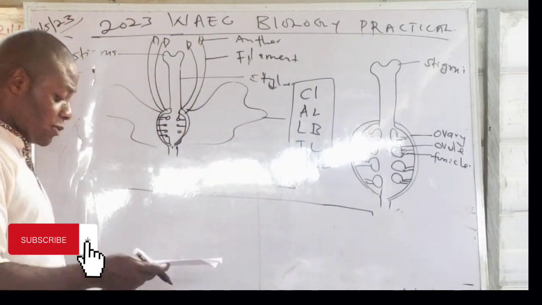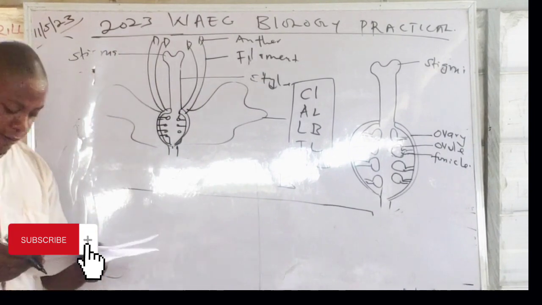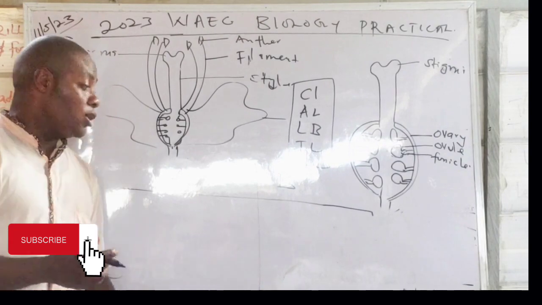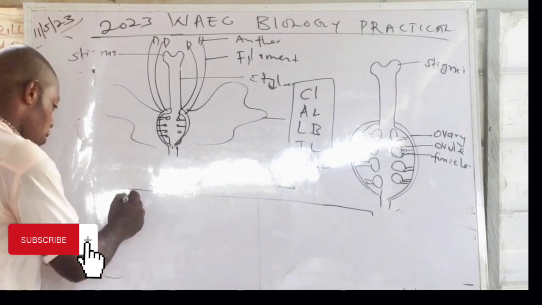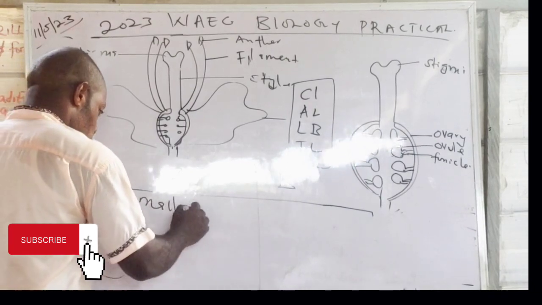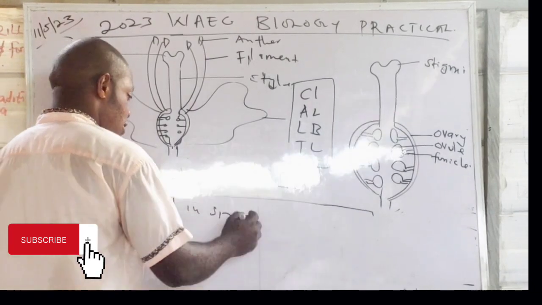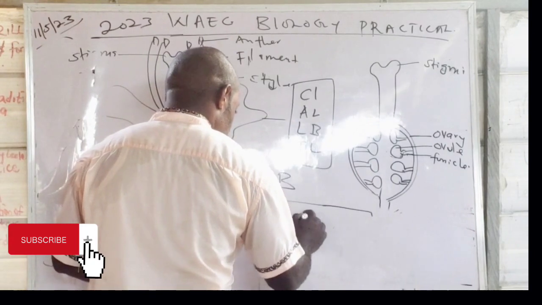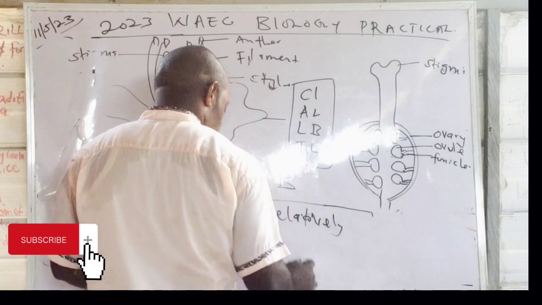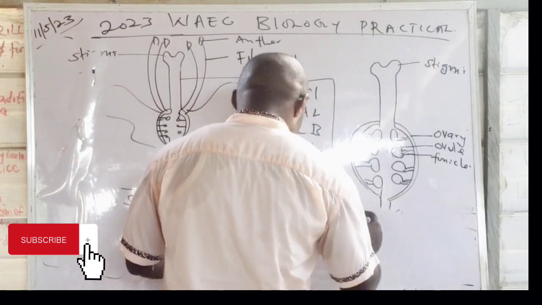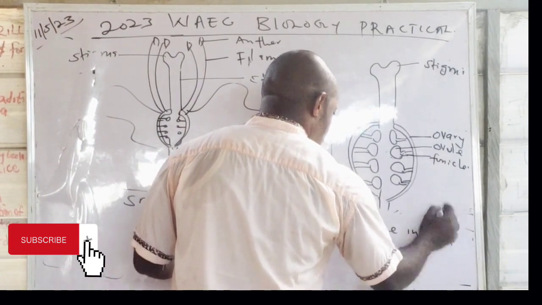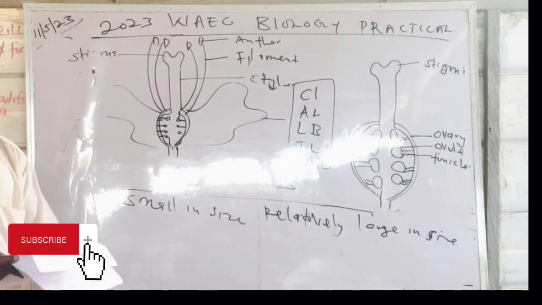Now, let's look at the difference between them. There's no time, so let's quickly jot something down. If you look at it, the first thing you look at is their sizes. Which one is smaller in size? This one. Small in size. The other is relatively large in size. Or let me just dictate. So, are you there with me?